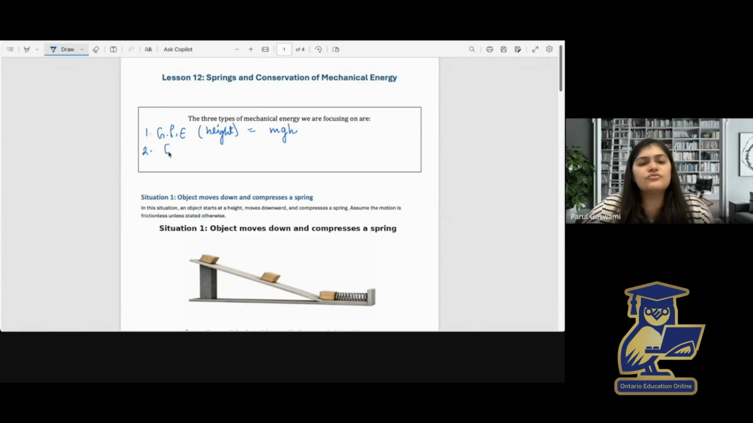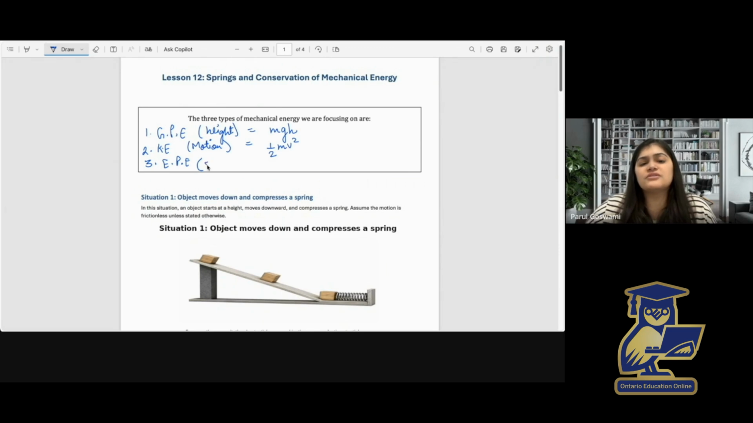The second energy is kinetic energy. Kinetic energy is due to the motion of the object, or we can say due to the speed of the object, and the working equation is half mv square. Again, m is the mass of the object, and v is the speed with which it is moving. The third energy we are going to focus on is EPE, which is elastic potential energy, and which is due to the compression and stretching of the spring.